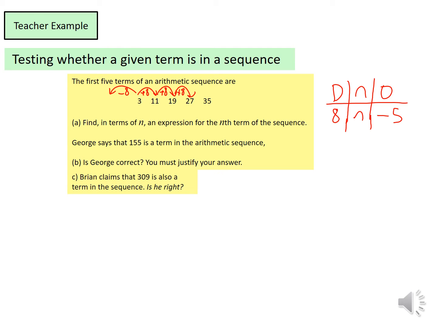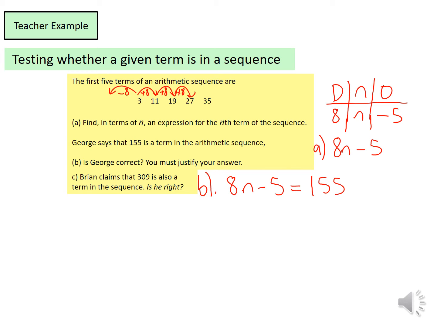Okay, the nth term expression for part A is therefore 8n minus 5. Okay, George says that 155 is a term in the arithmetic sequence. Is George correct? You must justify your answer. What he is essentially saying is that 155 is a term of this sequence. How can we prove that? Let's use our nth term expression. 8n minus 5 equal to 155.